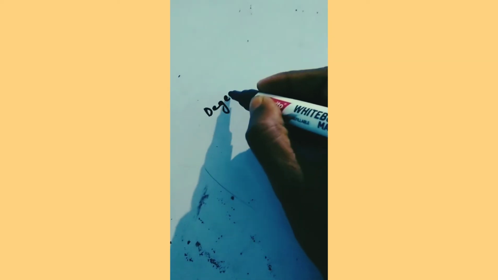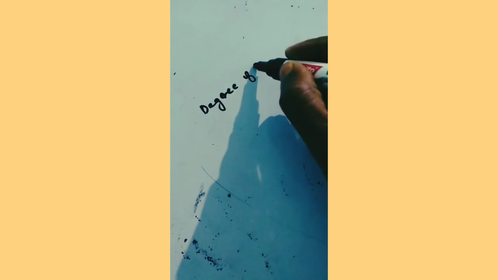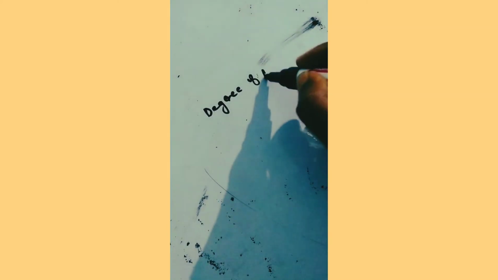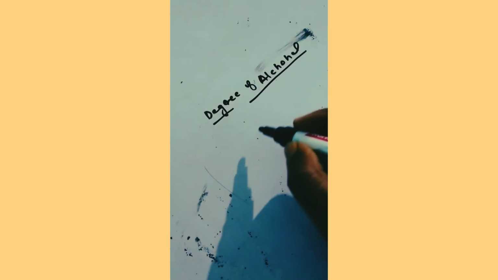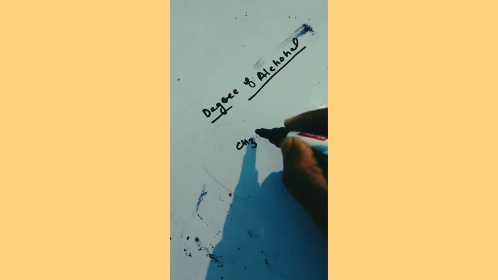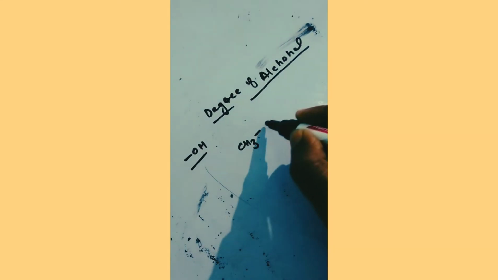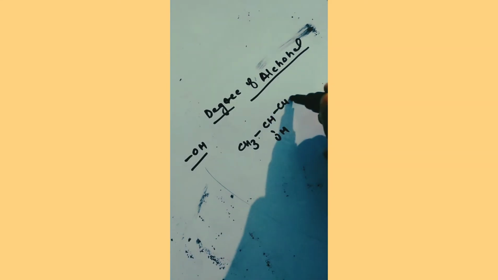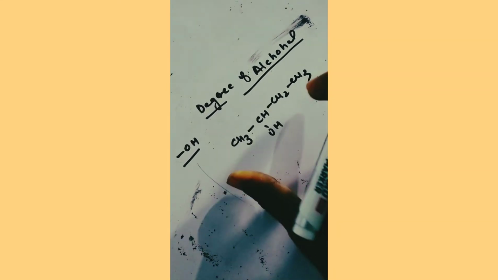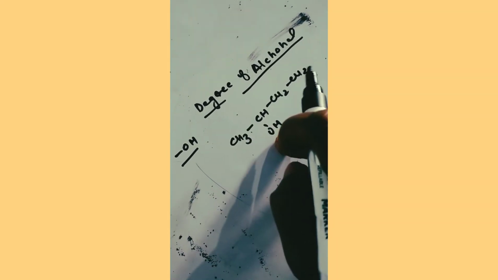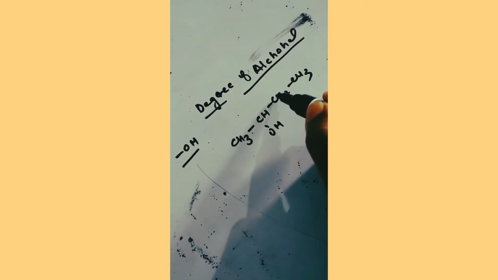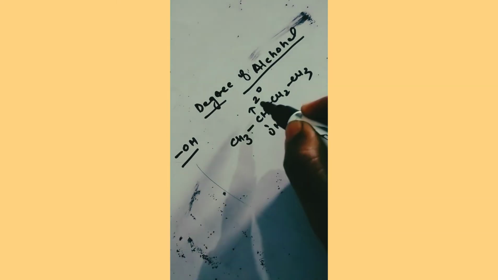Next we will explain the degree of alcohols. How can you recognize the degree of alcohols? If you see here, this one is an alcohol, means OH is attached to the molecule. Suppose this one, what is the degree of this molecule? If you see the degree of alcohol, this carbon is attached to how much carbon? 2, so the degree will be 2.